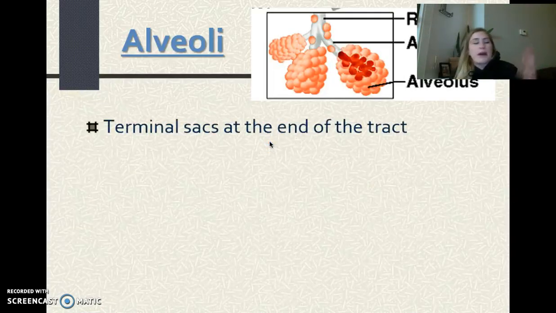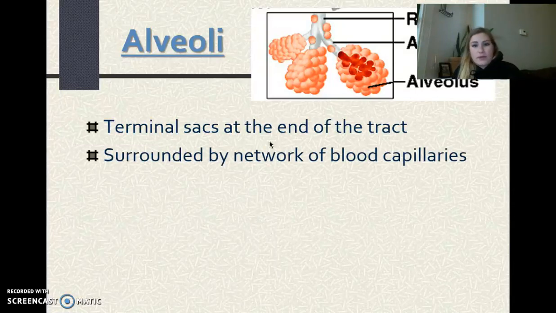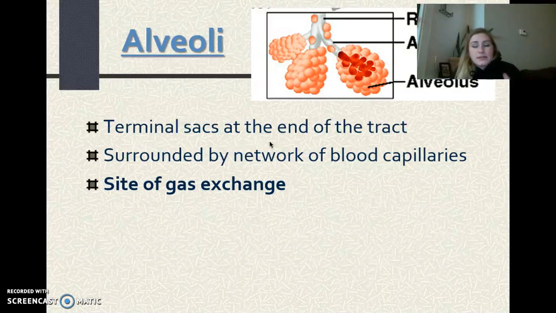So we talked about how increased surface area is really beneficial for the nasal cavity because that allows for more of that air to be filtered, moistened, and warmed up. But as we get into the alveoli, the more surface area we have within the terminal ends of these tracts is going to equate to more blood getting oxygenated. So this is the ultimate site of gas exchange.